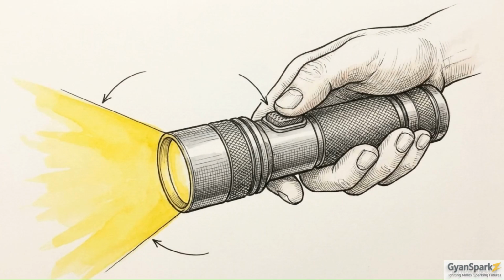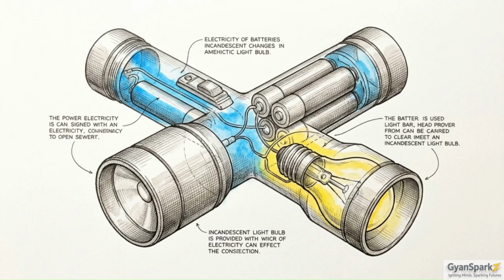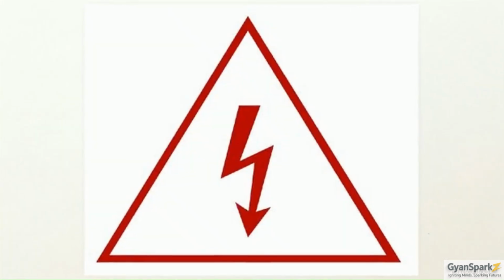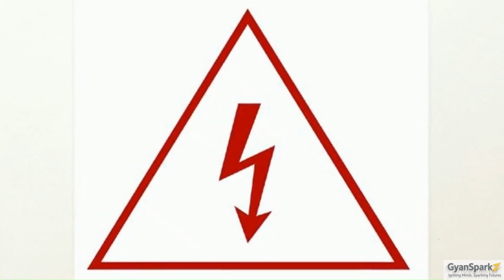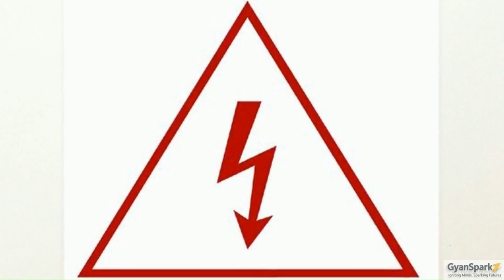Press a button on a flashlight, and light instantly cuts through the darkness. To understand the invisible process making that happen, we need to look at what's actually going on inside. But before we build anything, we have to establish the primary rule of electrical safety.